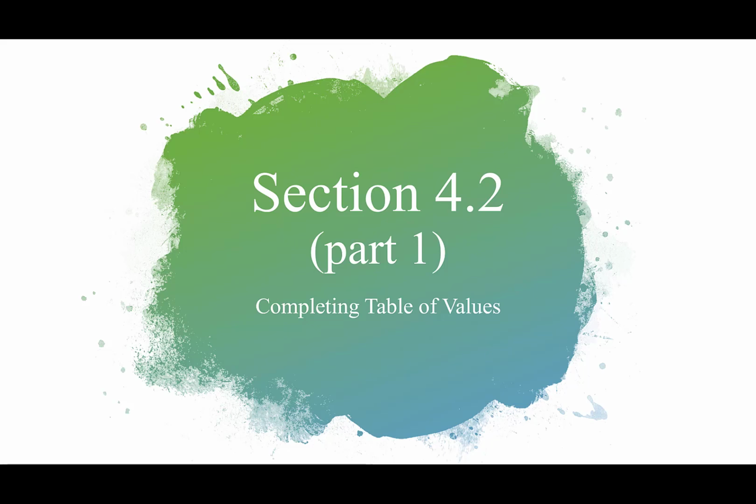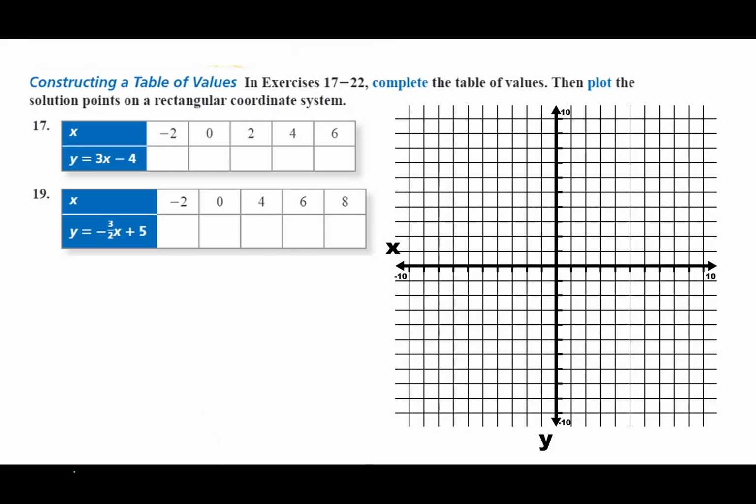Hey class, this is Mrs. Cornett, and I'm going to show you a few examples from section 4.2. This is specifically about completing the table of values for an equation in order to graph it on a coordinate grid. The instructions here say complete the table of values, then plot the solution points on a rectangular coordinate system. Take a look at 17.